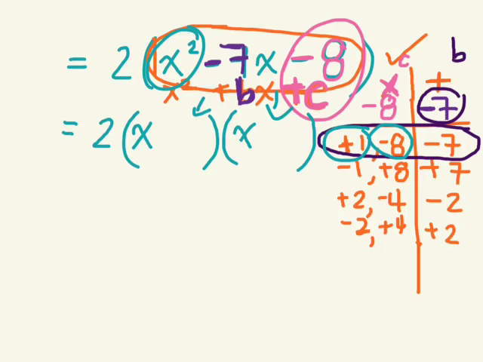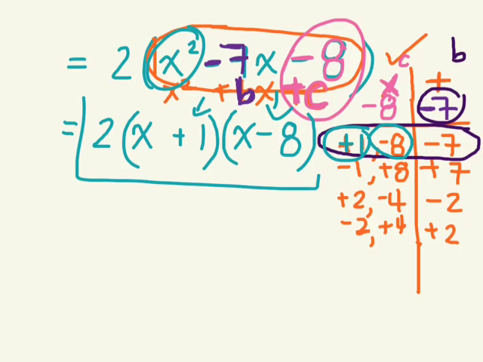We need another x. So x times x is x squared. And now that you did all this work over here, we know one of the factors is plus 1 and the other one is negative 8. And this is factored form.